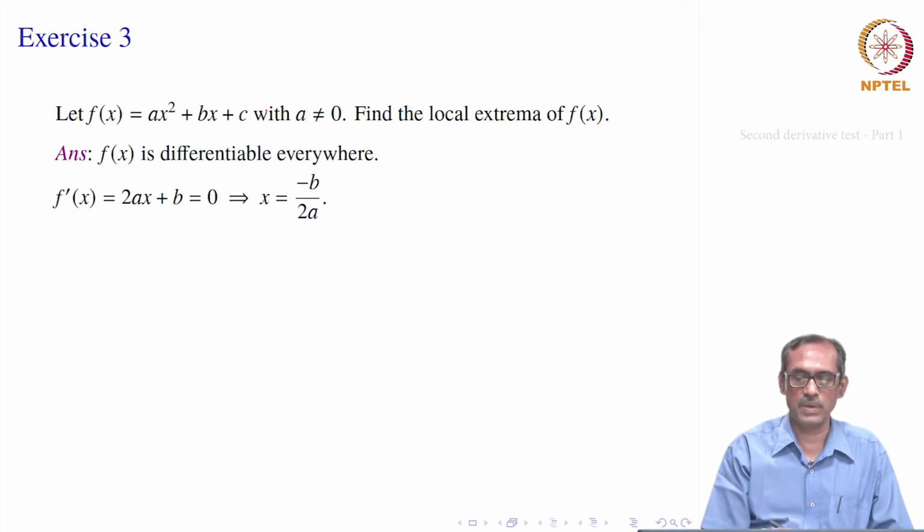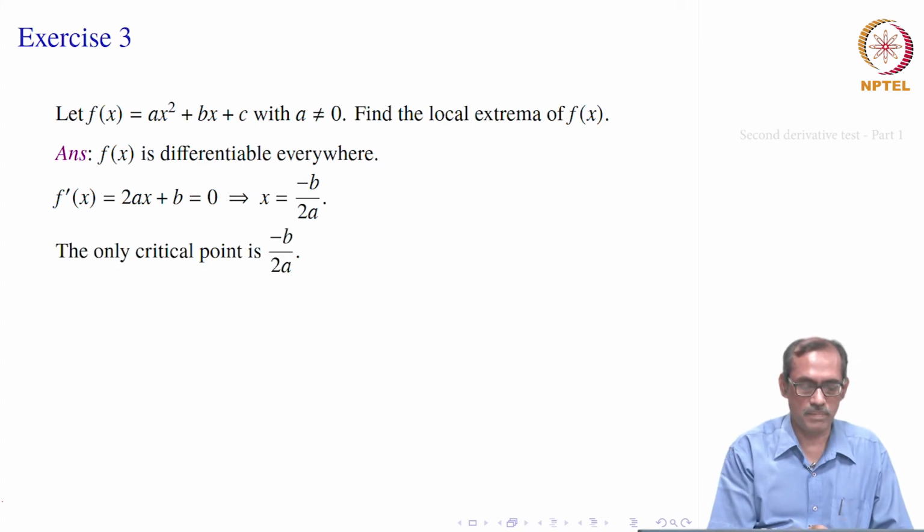Now, at -b/2a, we have to find out whether it is a local maximum or local minimum, or maybe under certain conditions its property will change, because we do not know anything about a, b and c. All that we know is a is non-zero, that is why -b/2a is well defined. So, we take the double derivative. Now, the double derivative is 2a.